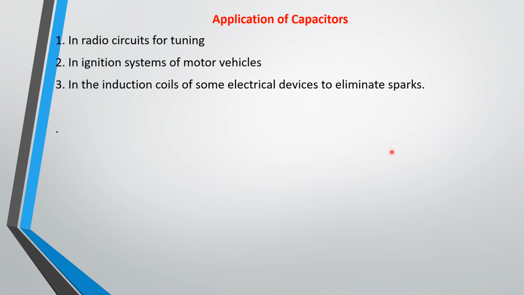But before then, what are some of the applications of a capacitor? One, they are used in radio circuits for tuning. They are used in ignition systems of motor vehicles, and they are used in induction coils of some electrical devices to eliminate sparks. So if you open an electrical board, you will see capacitors all over them. These are some of the uses of capacitors.